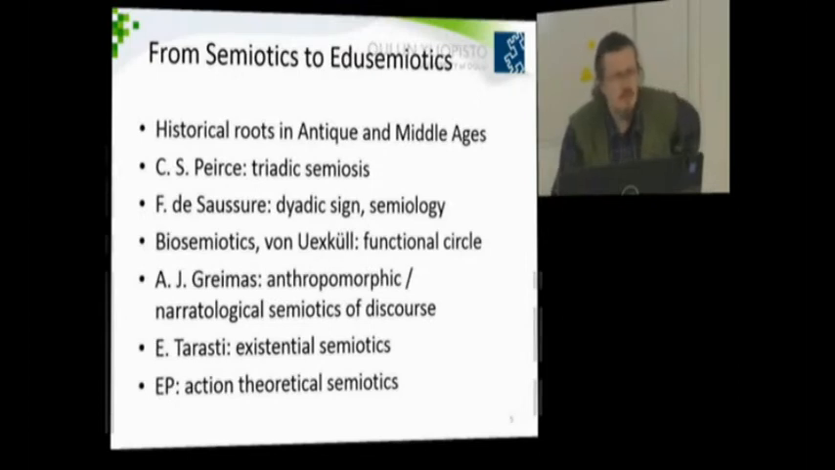They are the historical roots already in Antique and Middle Ages, then Charles Sanders Peirce's American tradition of semiotics, and de Saussure's continental or European tradition, the influence of biosemiotics, and then for my approach, which I call action theoretical semiotics, there are very important influences from A. J. Greimas and also a Finnish pupil of Greimas, Eero Tarasti, which I will pass here altogether, and then I will say something about my own development of action theoretical semiotics of education.